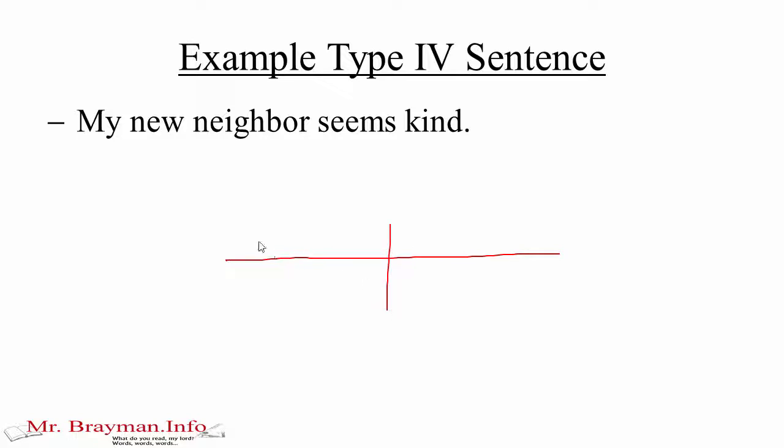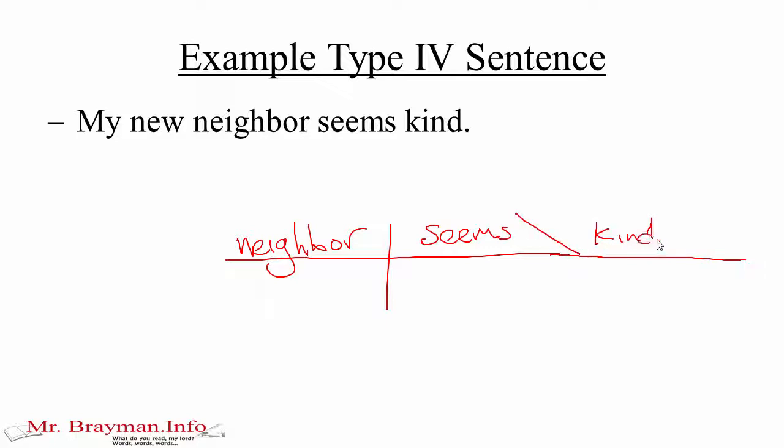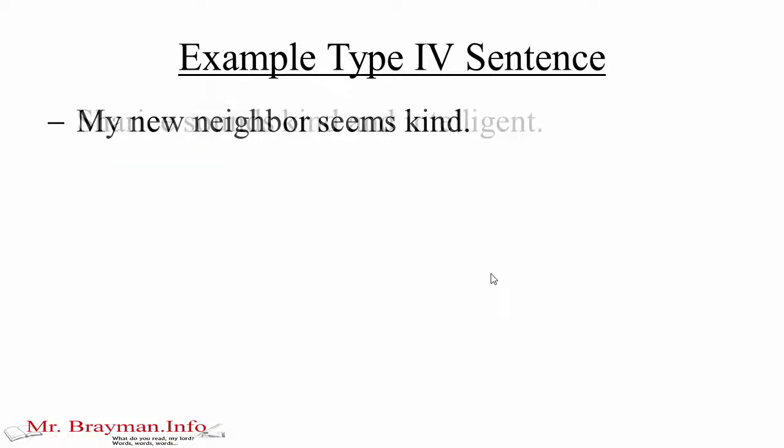All right, so my subject is neighbor. That's the main noun in the sentence. And seems is my predicate, and that is a linking verb. And what does my neighbor seem? My neighbor seems kind. Okay, so the rest of these are modifiers. These are both modifying neighbor. And that's the diagram for the type 4 sentence. All right, let's look at another one.